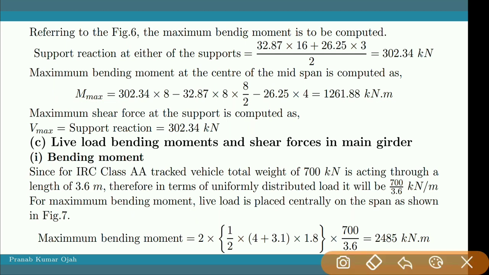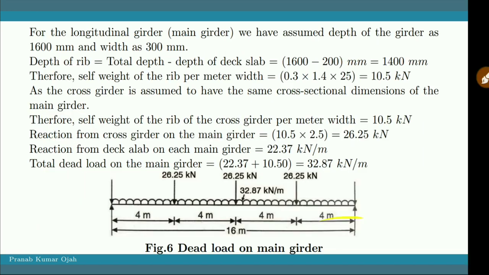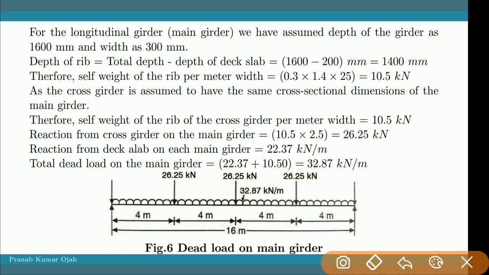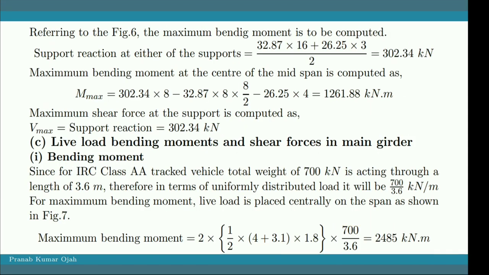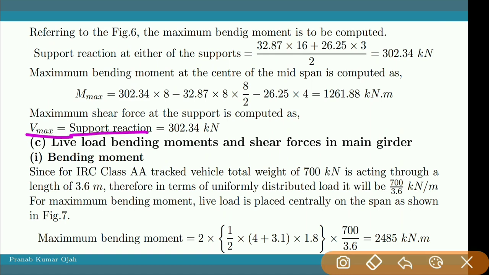Next is the maximum shear force at the support, which is computed as follows. All of us know that in most cases the support reactions give the maximum shear force. So Vmax is equal to the support reaction. So it will be 302.34 kilonewton.